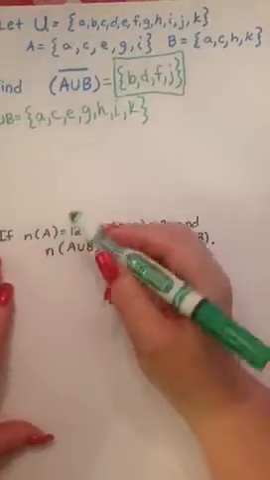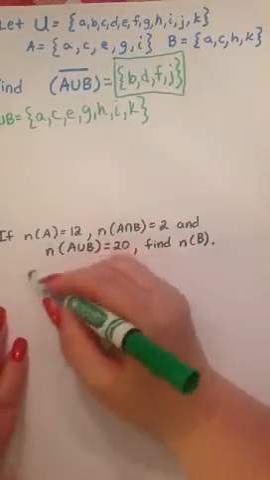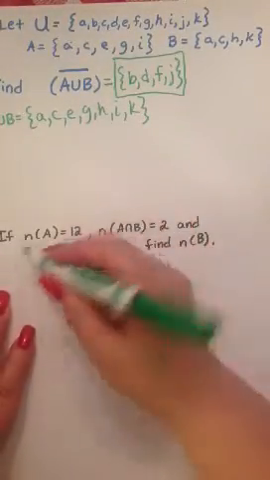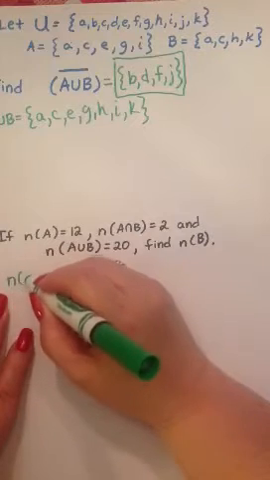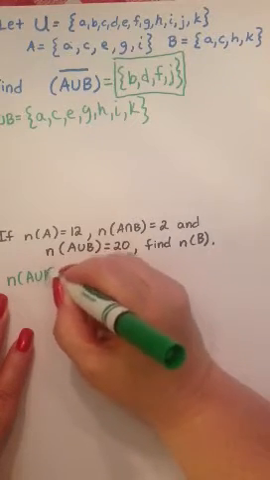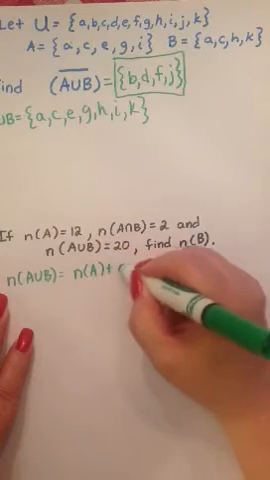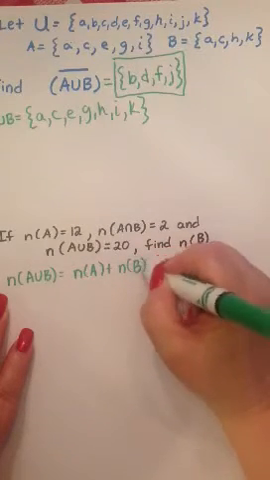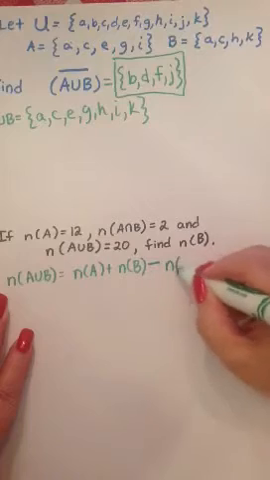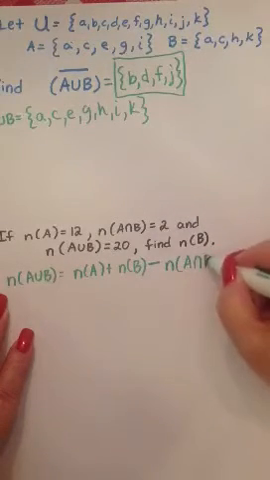Okay, so when you're going to do a problem like this, you need to write down the formula for the number of elements in A union B. So the number of elements in A union B would be equal to the number of elements in A plus the number of elements in B minus the number of elements in their intersection.